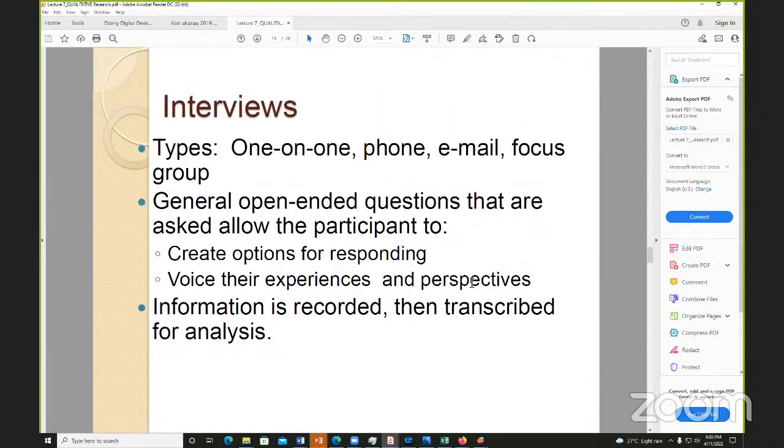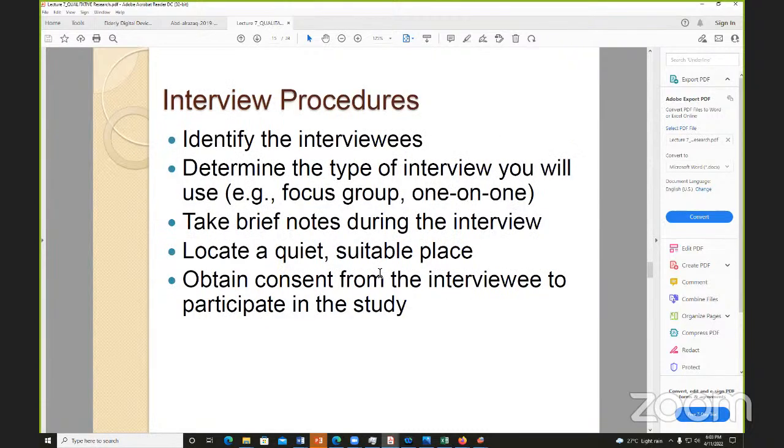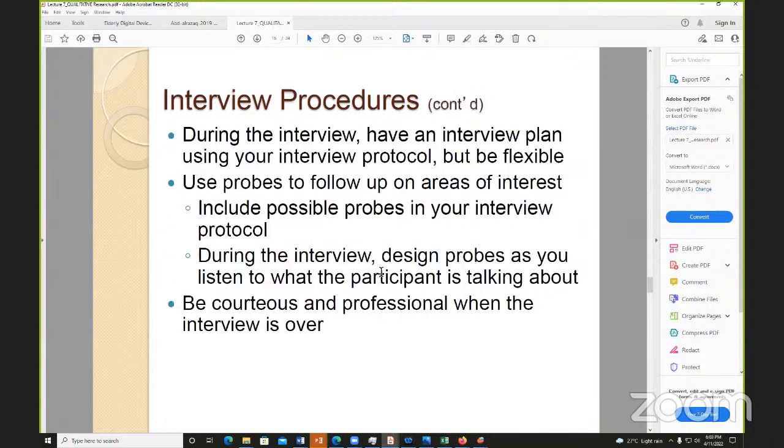So interviews, there are many types, and they can be face-to-face or virtual. Clearly, since COVID, we've been doing lots of virtual interviews, and usually they're recorded and then transcribed. They can be either a focus group, which is a group of people, or one-on-one.